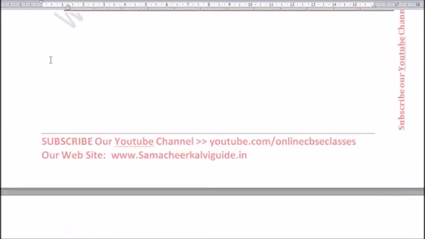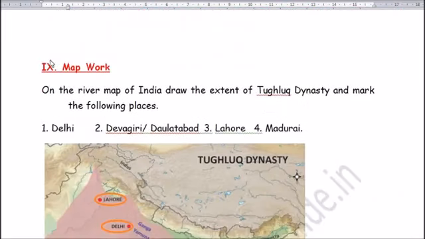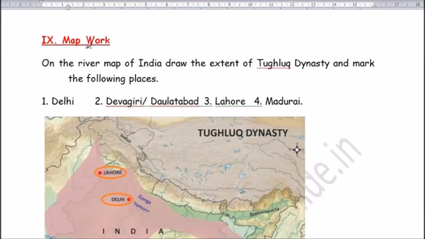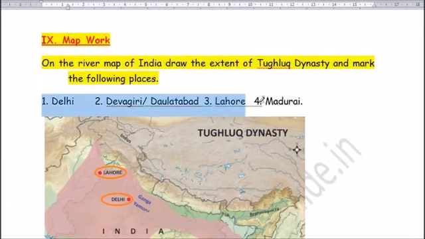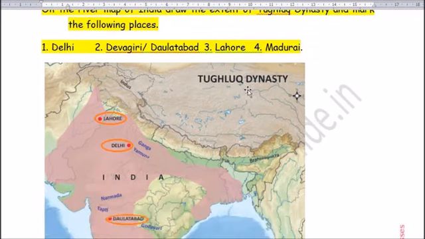Question number 9, map work. On the river map of India, draw the extent of Tughlaq dynasty and mark the following places: Delhi, Devagiri or Daulatabad, Lahore and Madurai.